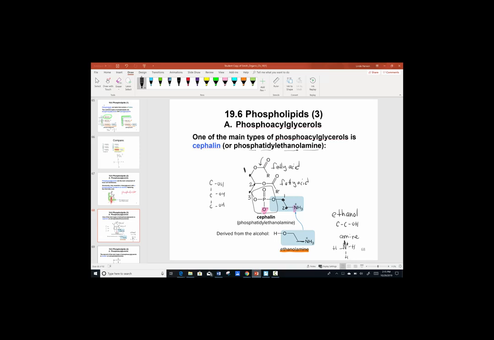So cephalin, in that 3rd position, we have a phosphate ether linkage, there's the 2 ether linkage, and then it leads to a 2-carbon ethanol amine group.